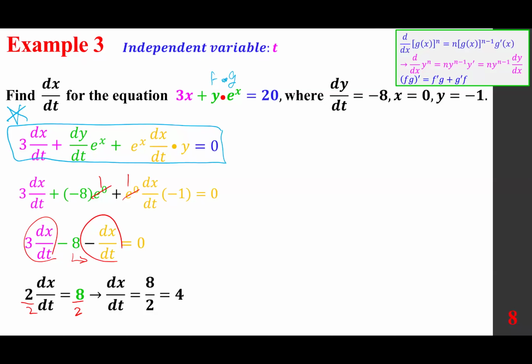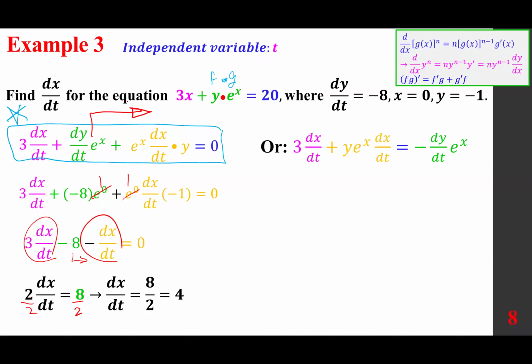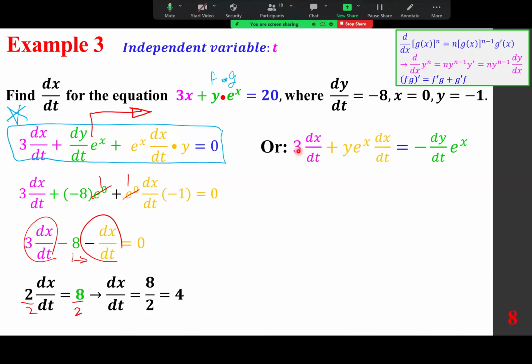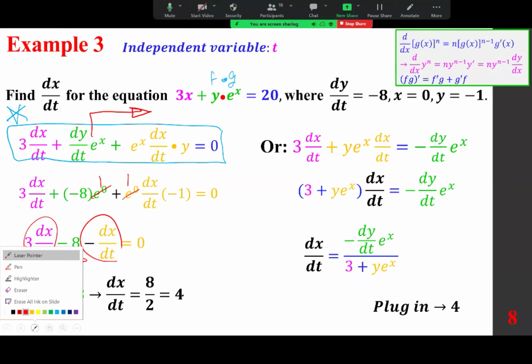Again, just for practice, I'm going to show you how to solve for dx/dt by simply moving dy/dt e to the power of x to the right and making it negative. Since we are solving for dx/dt, on the left side we are going to factor it out. When we factor dx/dt, this gives you 3, this gives you y e to the power of x. And just make this the denominator of the right side because you're dividing by it. At this point, if you plug in, you get the same number 4. Plug in these values. Again, do you have to do that? No, this is the second method, as I mentioned.